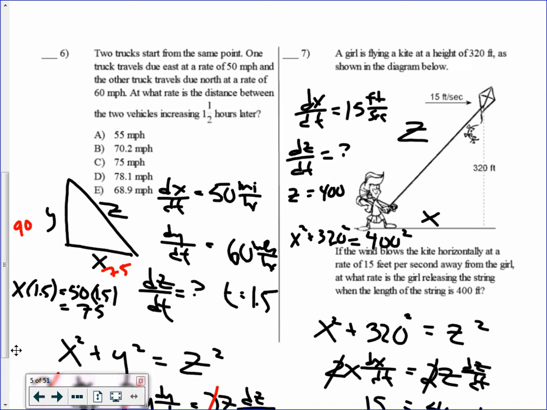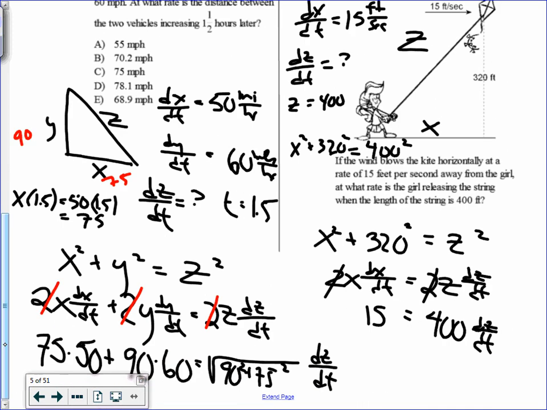Okay, so now we need an equation, and yesterday we were talking about right triangles, so in this case we could use the Pythagorean theorem for our equation. So we write the equation: x squared plus 320 squared equals z squared.